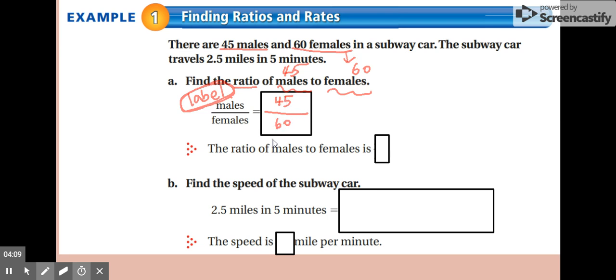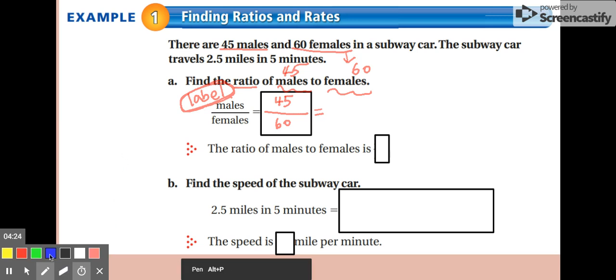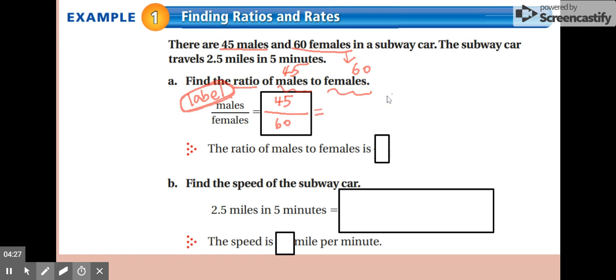So 45 over 60. The ratio of males to females is 45 to 60, but I need you to simplify this because 45 and 60 are both multiples of 5, right? Or you can divide by 15 right away if you know the greatest common factor. But I'm going to start from 5 because 5 is an easy number. So 9 over 12. We still have a common factor, which is 3, so 3 over 4. So the ratio of males to females is 3 to 4. If I ask you to put females to males, then you have to say 4 to 3, right?